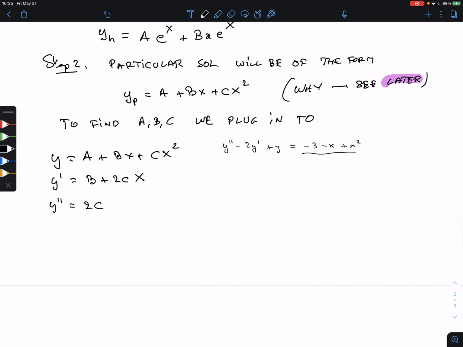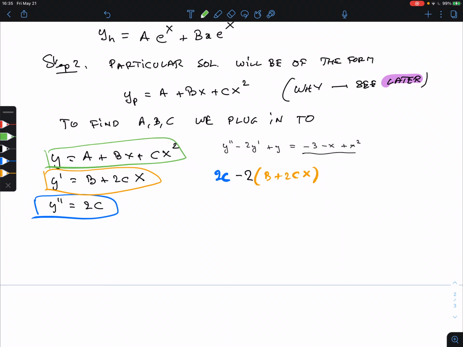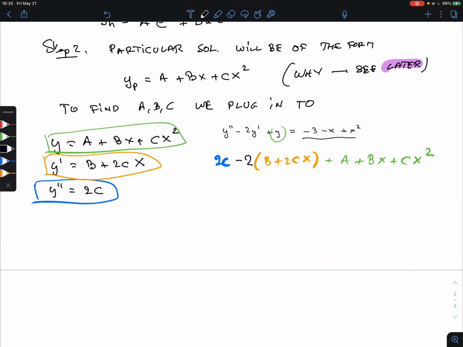Okay, so I plug this in. I'll color code it so that you follow. This one will be 2c, then minus 2 times, and I'm going to plug in y prime, b plus 2cx, and then finally I'm going to plug in y in here, so plus a plus bx plus cx squared. The first thing we do is, there are different ways of dealing with this, but in this particular case the easiest way is comparing coefficients, and I'll explain what this means.